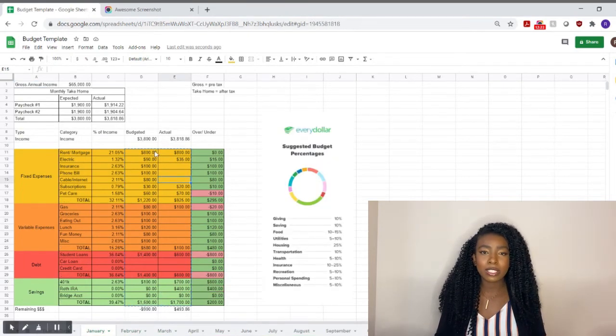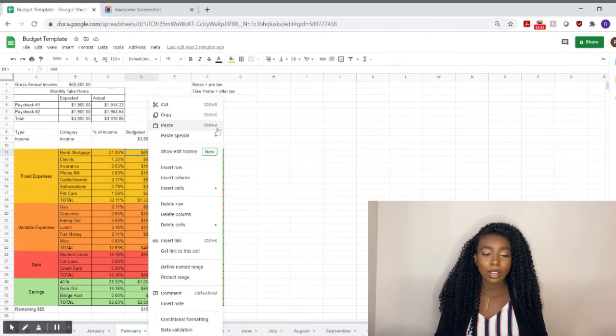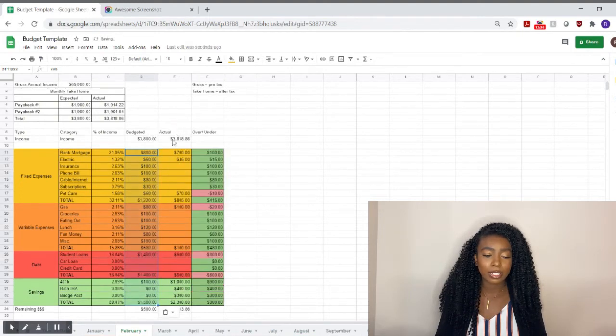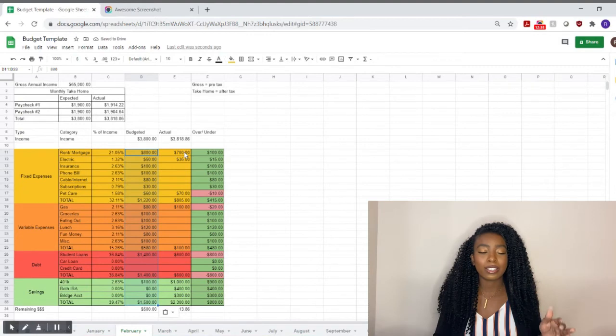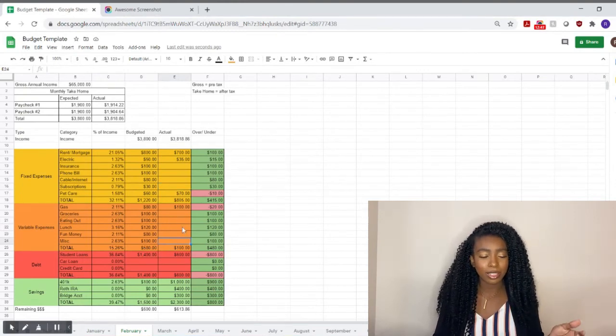So when it comes month to month, what you're going to want to do is take your budgeted column, Control C for copy, and then go to the following month and Control V or right click and paste those line items. That way you can have your same template repeat for the following month, change whatever you need to, and record those actual values as they may change month to month.